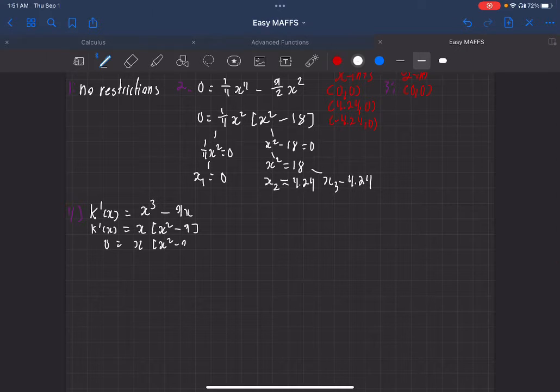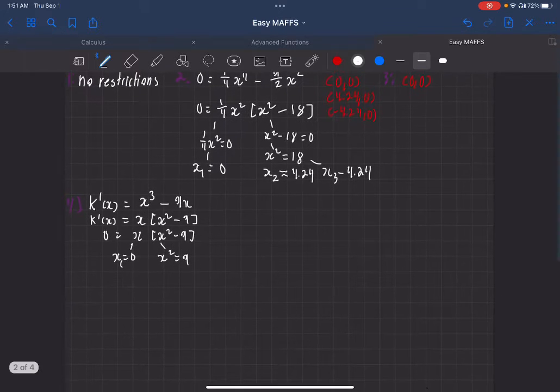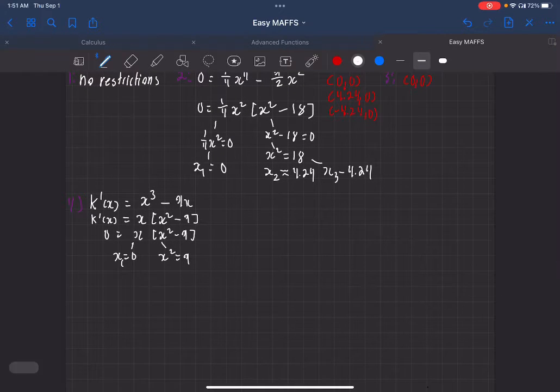So we set this one equal to 0. So x is equal to 0, and there's nothing else we can do, so just x1 is equal to 0. And we set this one equal to 0, so this would be x squared equals 9, right? We move the negative 9 to the right. And what is the square root of 9? Well, just 3. So our second x value of our critical point is 3, and our third x value of our critical point is negative 3.